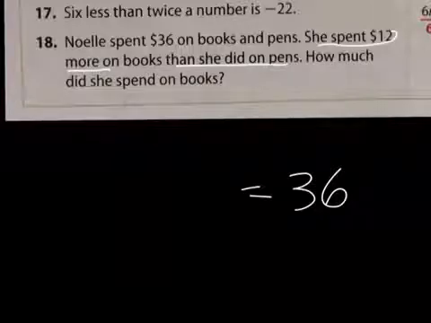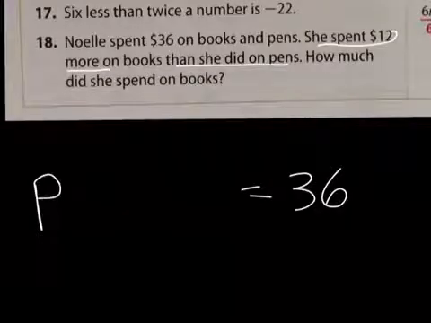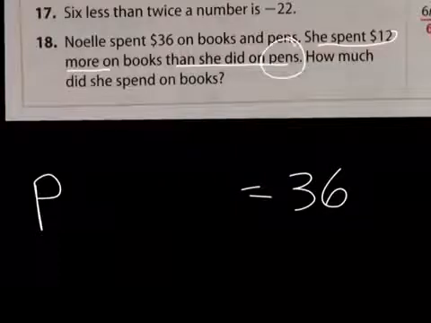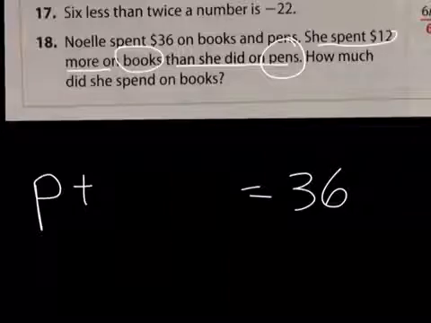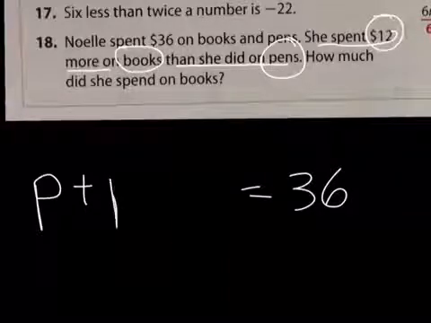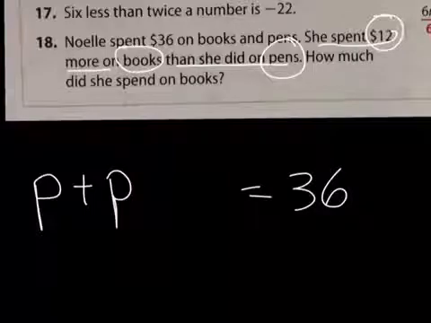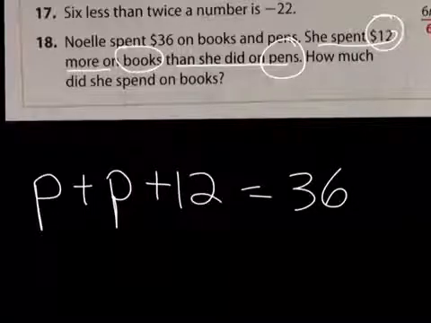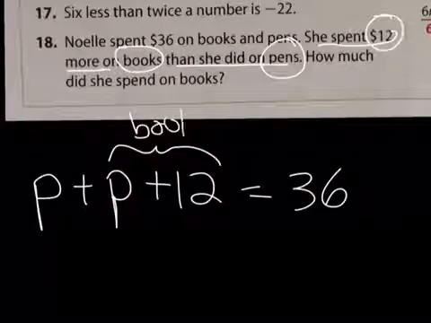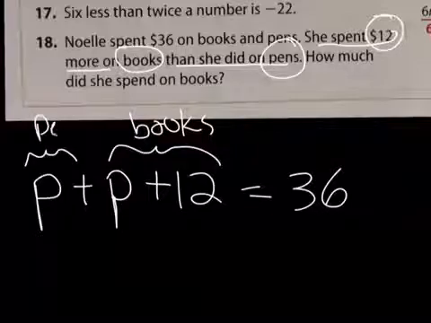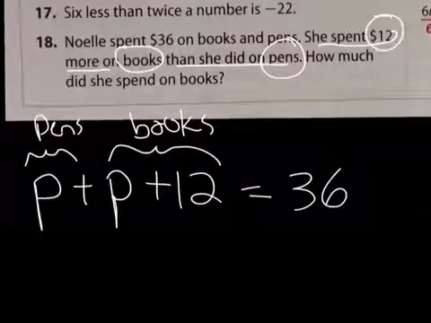Now, the way I understand this is that she bought some pens, right? And she bought some books. And on those books, she spent an additional $12. So then she bought some books, which were the price of the pen, plus 12. Okay, so this right here is the price of the books. Do you see that? And this right here is the price of the pens.